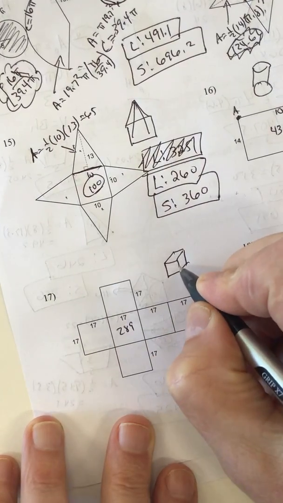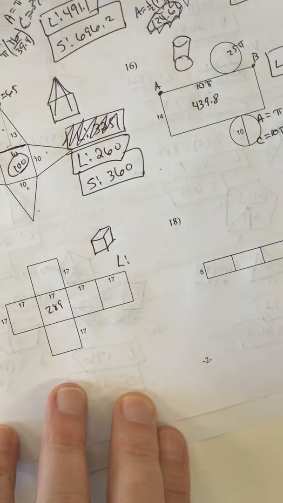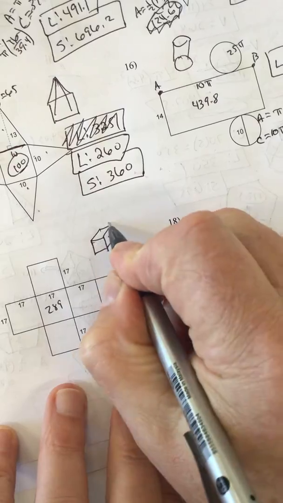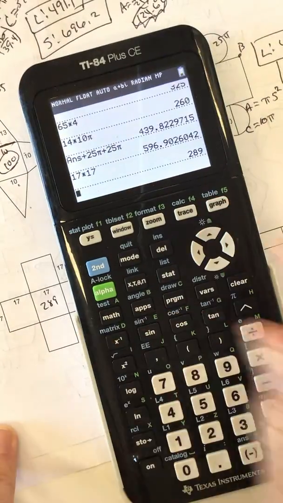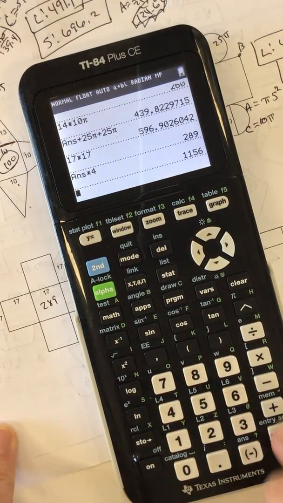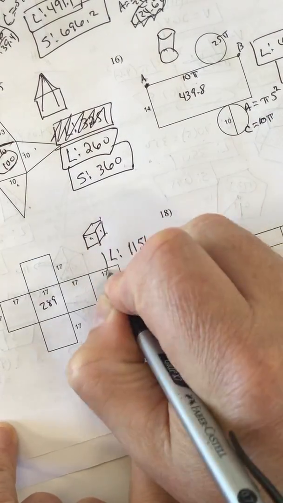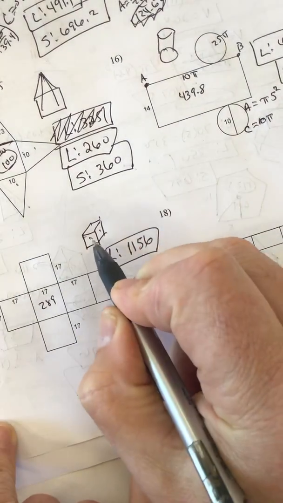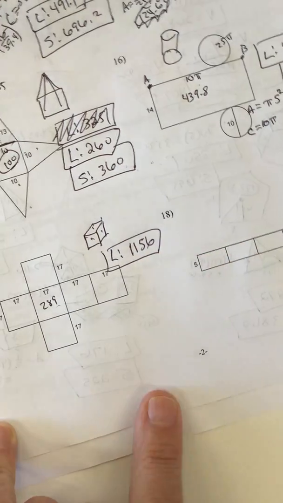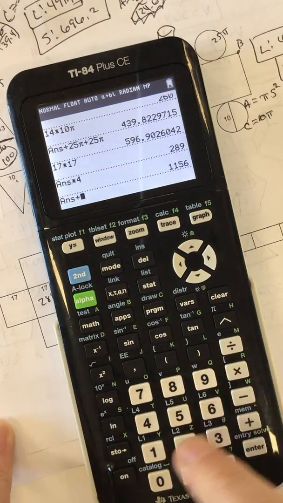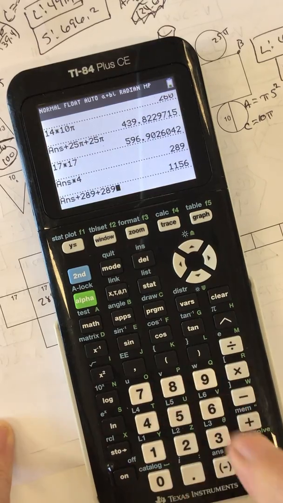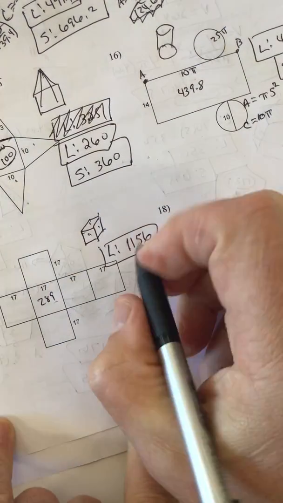But the lateral is all four sides without the lids. So the lateral is 289 with left, right, front, and back, so there's four sides, so 289 times 4 is 1156. Then we've got to add in the top and the bottom lid, so add in a 289 twice. So 1734.